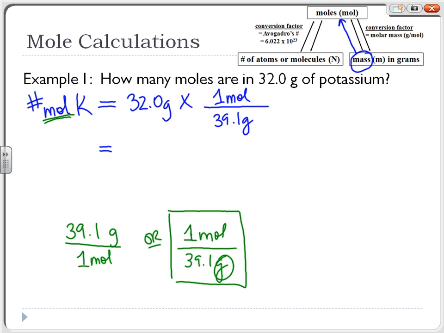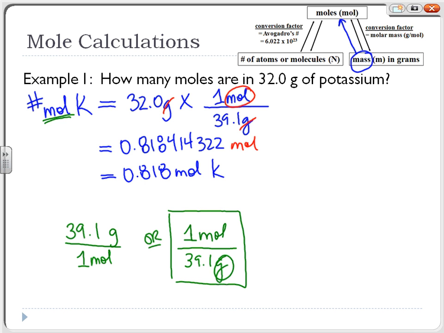If I plug that into my calculator, I should get, oh shoot, I just cleared it. I get 0.81841432, and my grams canceled out, and I'm left with moles. So I have that many moles of potassium. Now I'm not quite done. You have to remember to round to your significant figures. In this case, I have 3, so 0.818 moles of potassium.